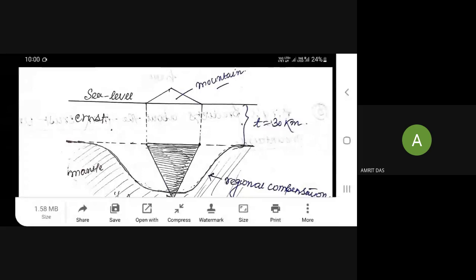So you get two or three main concepts from the Airy theory. You get to know about the thick crust under the mountain, and from Pratt theory you get to know about the mid-oceanic ridge. Whenever you have a mid-oceanic ridge, it is a divergent plate boundary, right? So whenever magma comes out from the lower region to the upper region, there will be some change of density.